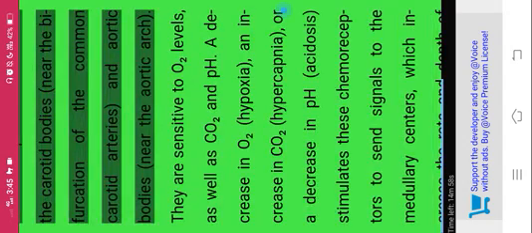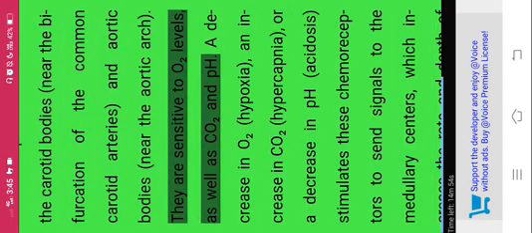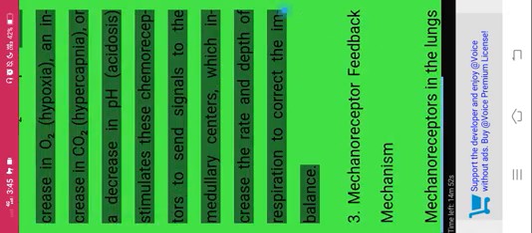Peripheral chemoreceptors. These receptors are located in the carotid bodies near the bifurcation of the common carotid arteries and the aortic bodies near the aortic arch. They are sensitive to O2 levels, as well as CO2 and pH. A decrease in O2 (hypoxia), an increase in CO2 (hypercapnia), or a decrease in pH (acidosis) stimulates these chemoreceptors to send signals to the medullary centers, which increase the rate and depth of respiration to correct the imbalance.